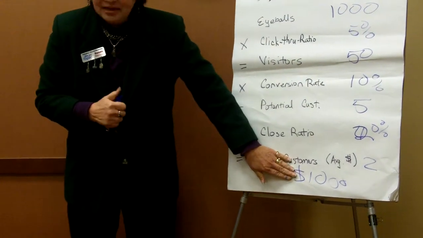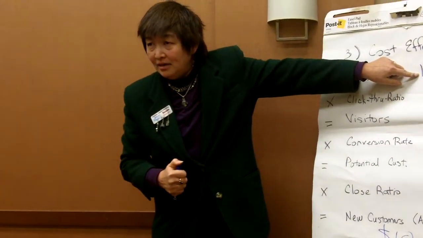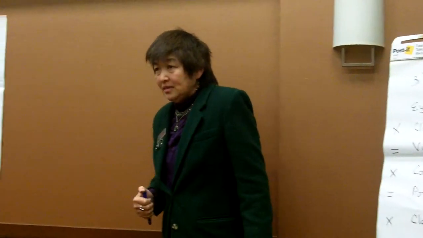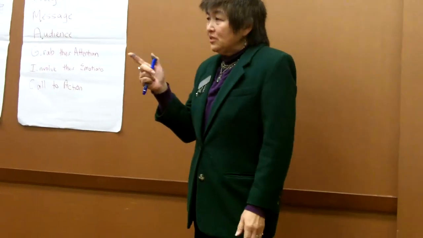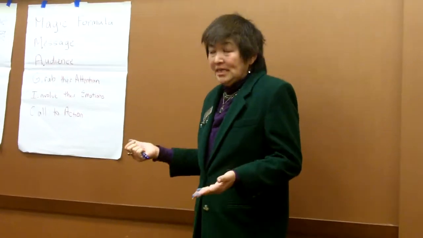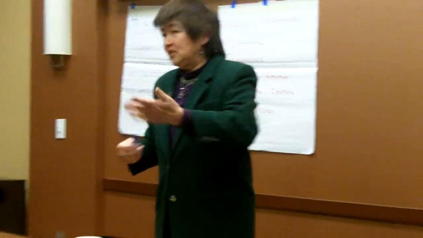$1,000 in Carrie's pocket, she now knows how much she wants to spend for that campaign, whether it's pay-per-click or an ad in a paper or whatever it is. And if you start to know those numbers and start to keep track of them, now you know what's going to work for you. Because I tell people, this works really well, especially for SEO.